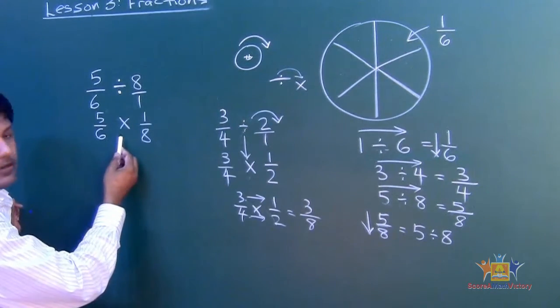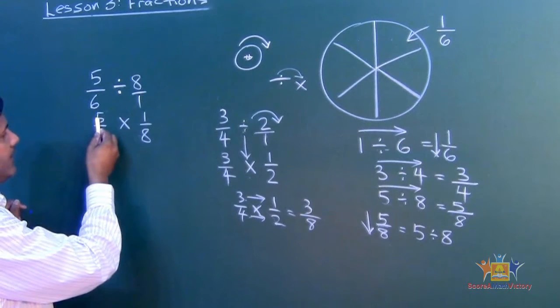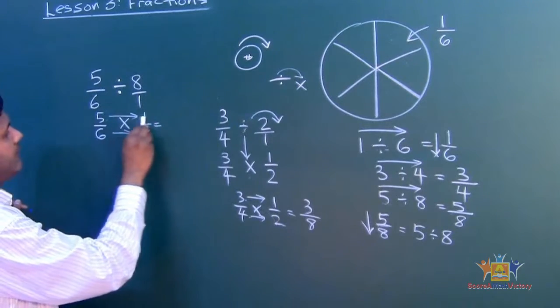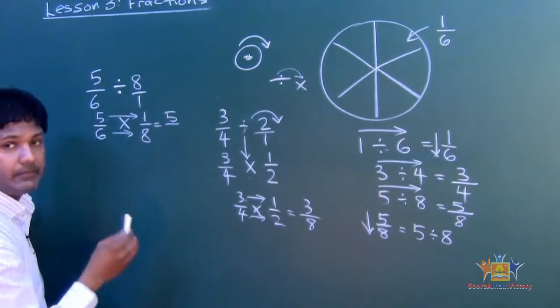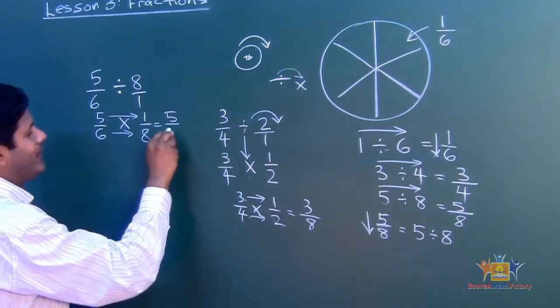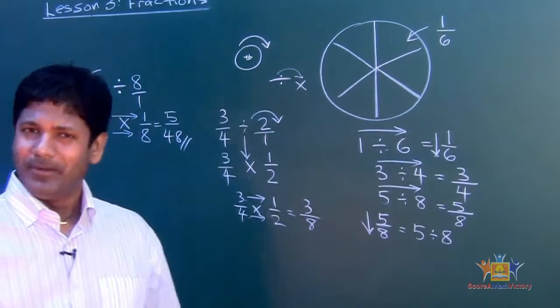Now I want to see if I can use the bow tie method to simplify. I can't. Then I use the double arrow method. 5 times 1 is 5. 8 times 6 is 48. Very good. 48. Good job. That's the answer. See that? Pretty easy, isn't it?